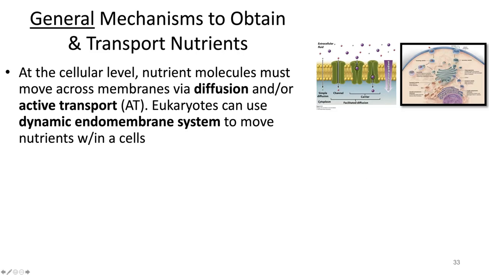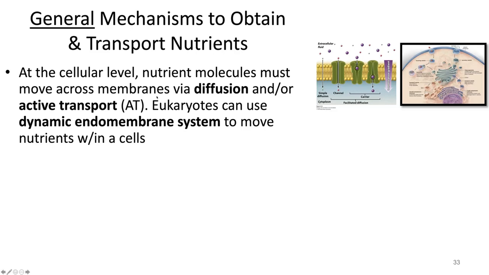And they can do this via diffusion. Simple diffusion is basically just molecules moving down their concentration gradient from a high concentration to a low concentration. Some molecules can move across a cell membrane through simple diffusion, and this process does not require energy on an organism's part. So it doesn't have to invest energy for molecules to diffuse into or out of a cell, as long as those molecules can freely move across a cell membrane and are moving down their concentration gradient from a high concentration to a low concentration.